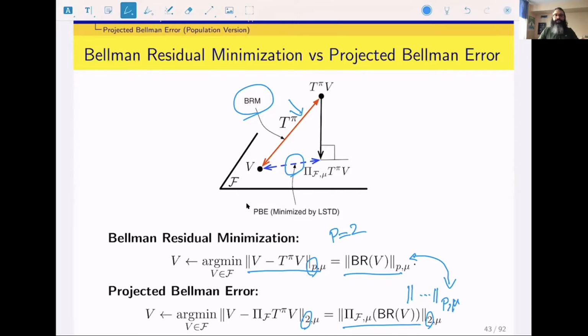But if I want to summarize, many of the methods that we use today are somehow based on starting from projected Bellman error instead of Bellman residual minimization. So in that sense, projected Bellman error seems to be more important or easier to work with. Okay, thanks.